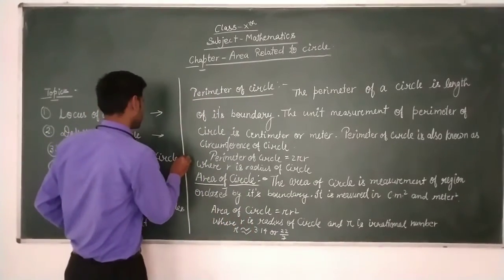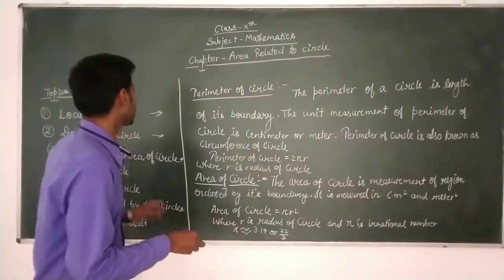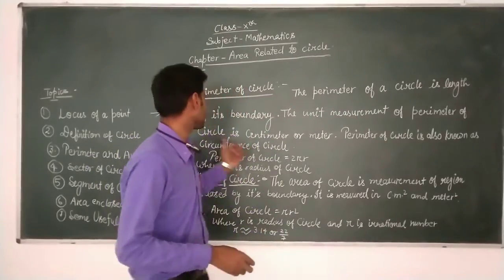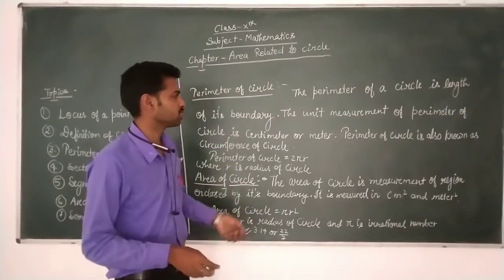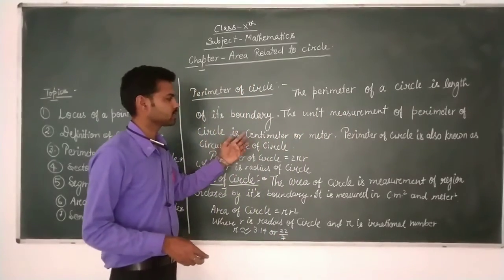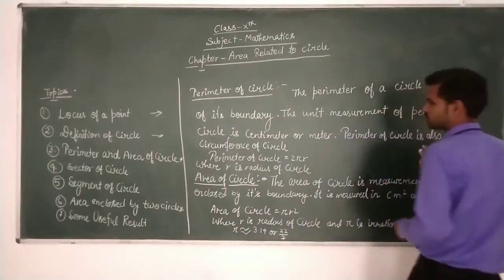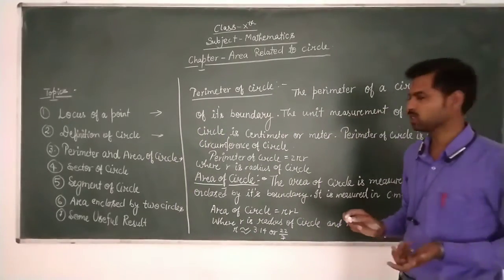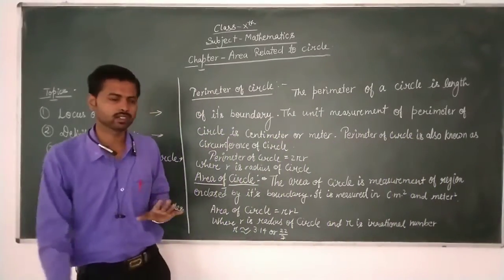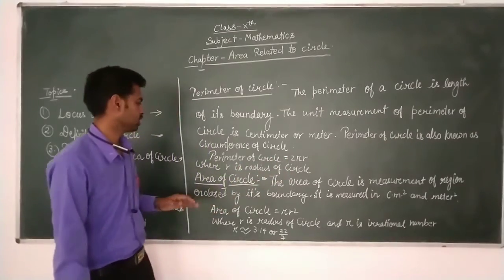Now third topic is perimeter and area of circle. Perimeter of a circle is the length of its boundary. The unit of measurement of perimeter is centimeter or meter. Perimeter of a circle is also known as circumference of a circle, and it is equal to 2 pi r, where small r is the radius of the circle.